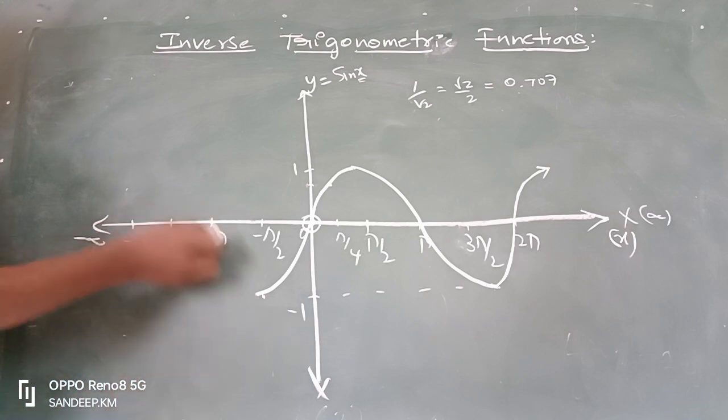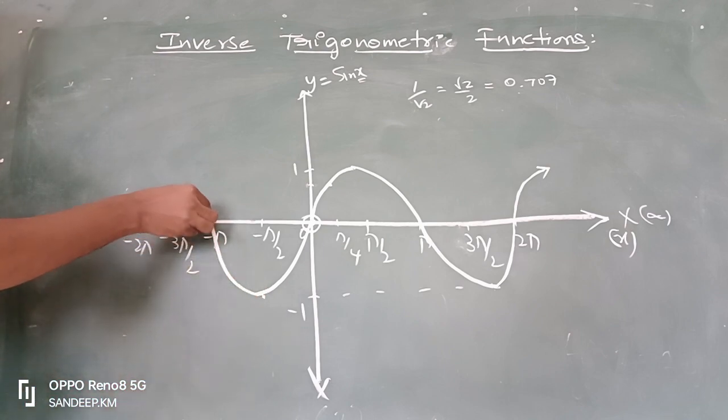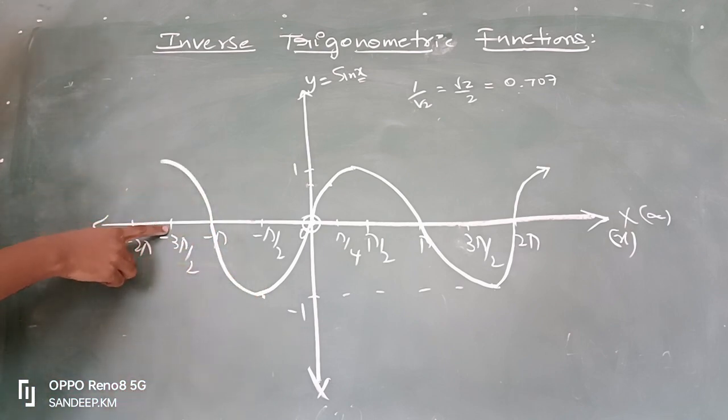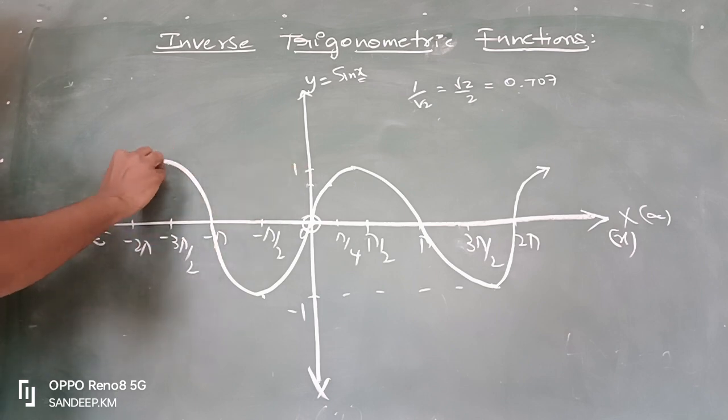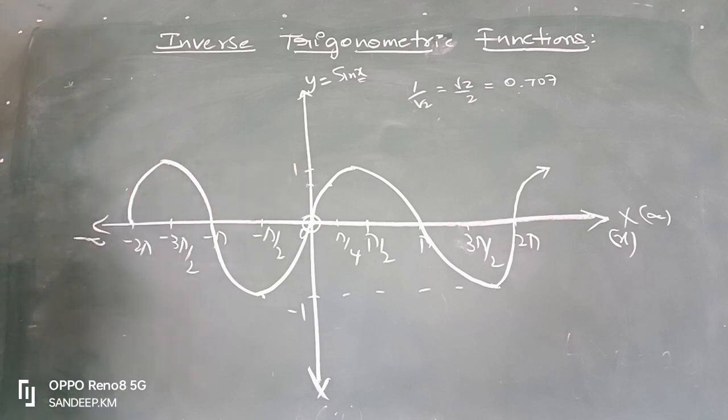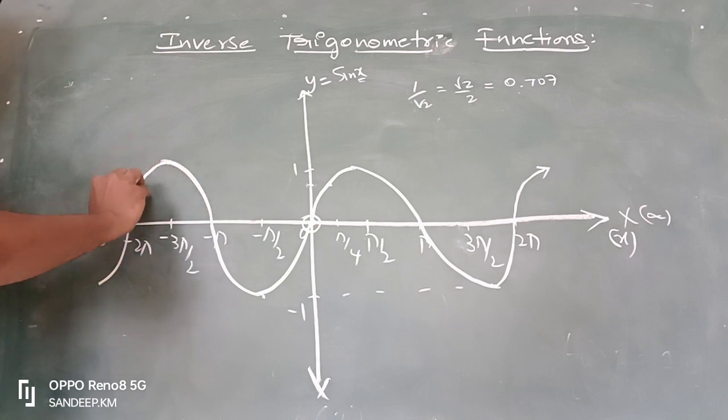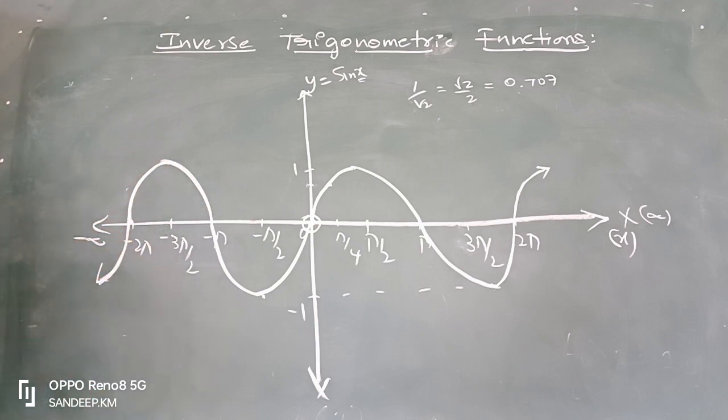And when input is minus pi, the output is 0. And when input is minus 3 pi by 2, the output is plus 1. And when input is minus 2 pi, the output is 0, and so on. The graph is smooth, please understand this.